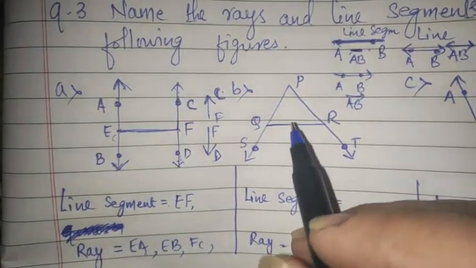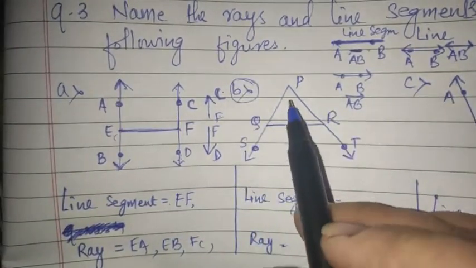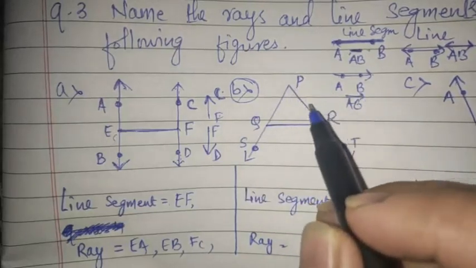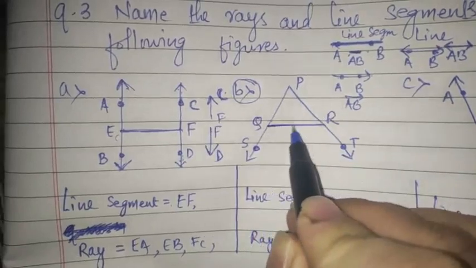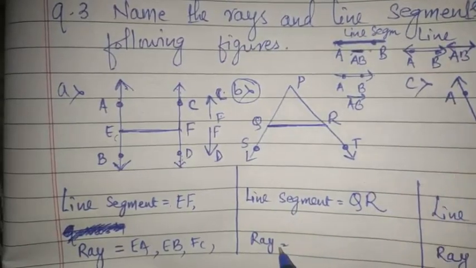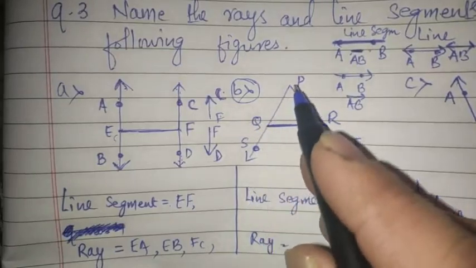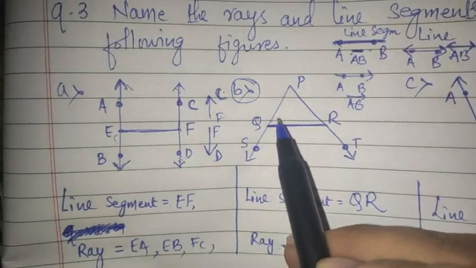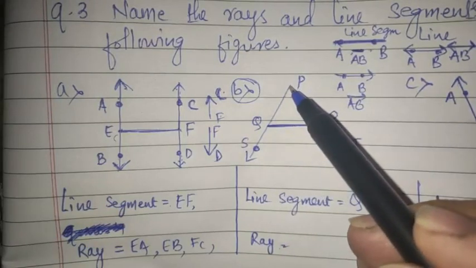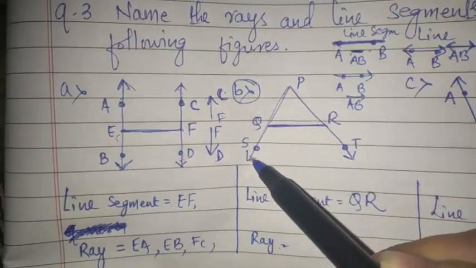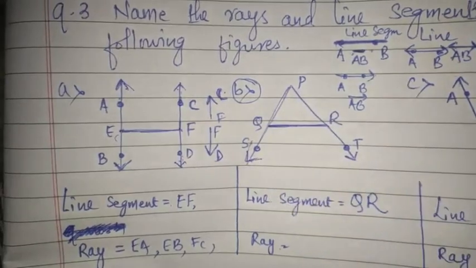So proceeding to the next figure, we have figure B. Just see, the shape is marked over here, and what is the line segment here? The line segment here is QR. And what is the ray here? We don't have any other line segment. Can you see? No other line segment is there. So we have to identify what is our ray. QS, or you may simply write the ray as PS.